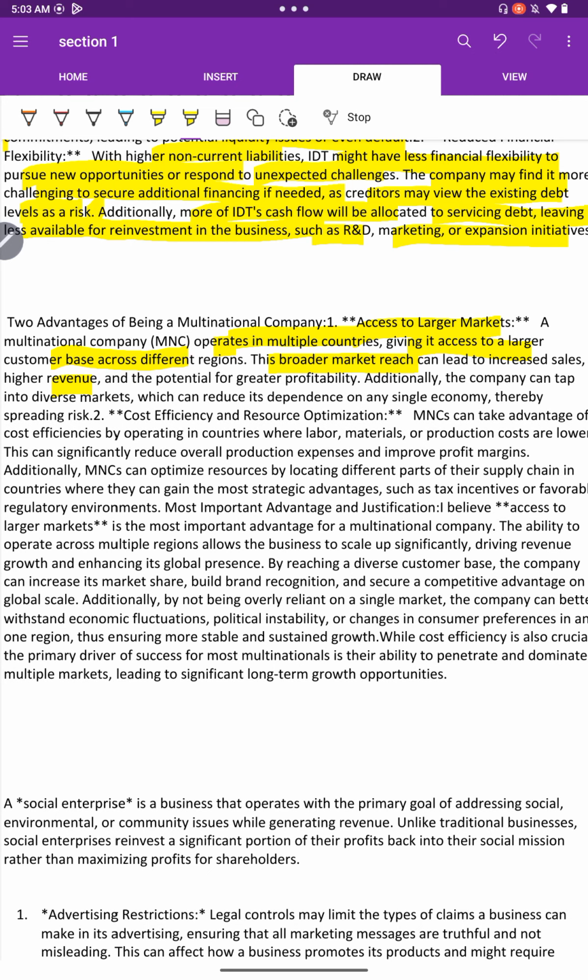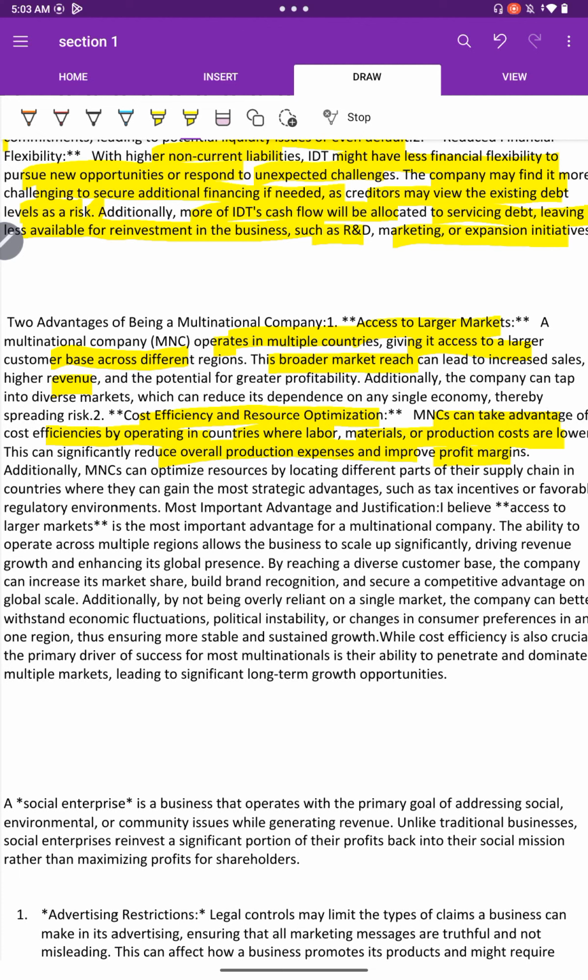The second advantage would be cost efficiency and resource optimization. An MNC can take advantage of cost efficiencies by operating in countries where labor, materials, and production costs are lower, and this can significantly reduce overall production expense and improve profit margins. That's it.